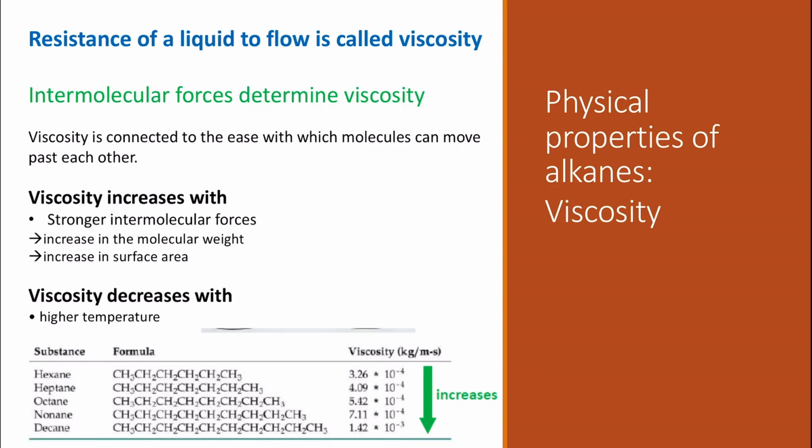So for the members of the hydrocarbons which are liquids, we see from hexane, which has 6 carbon atoms, going down, with the increase in the carbon atoms there is an increase in the viscosity, due to the increase in the intermolecular forces.